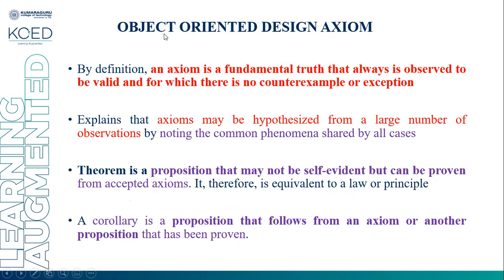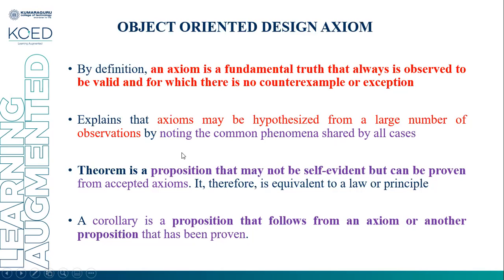Next, we are going to discuss the object-oriented design axioms. So what is an axiom? By definition, an axiom is a fundamental truth that is always observed to be valid and for which there is no counterexample or exception. If an axiom is valid, that's all; there is no counterexample or exception. Axioms may be hypothesized and formed from a large number of observations by noting the common phenomena shared by the classes.